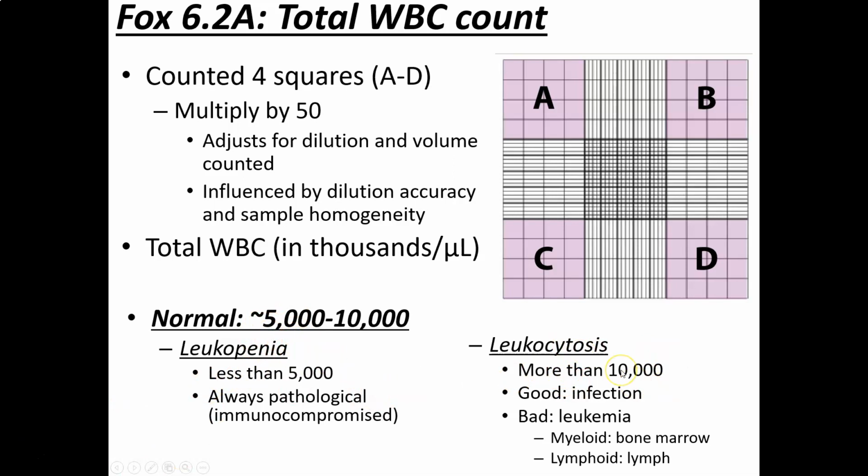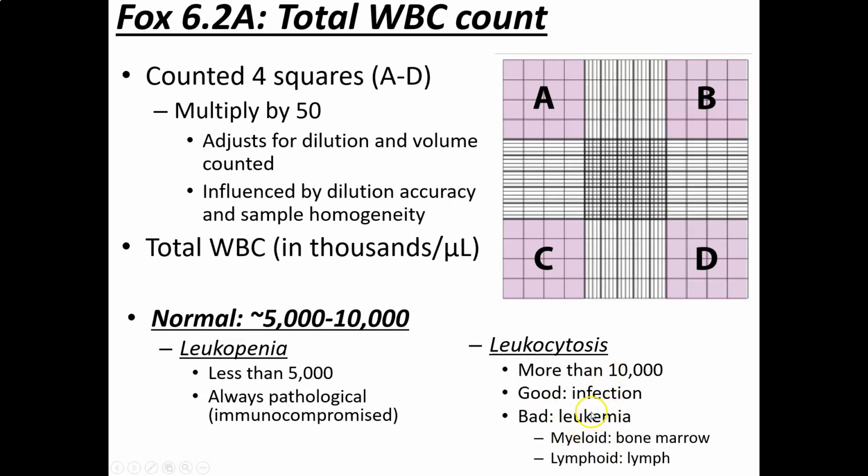If you had more than 10,000, that would be called leukocytosis. And leukocytosis could be good or bad depending on what the thing was. If you had an active infection, then leukocytosis would be a good thing because your body would be producing more white cells to help fight that infection, right? But it could be bad based on what the problem was. As an example, you could also have leukocytosis if you had leukemia. Leukemia is a form of cancer, right? And that certainly wouldn't be good. So the leukocytosis depends on what the reason is.